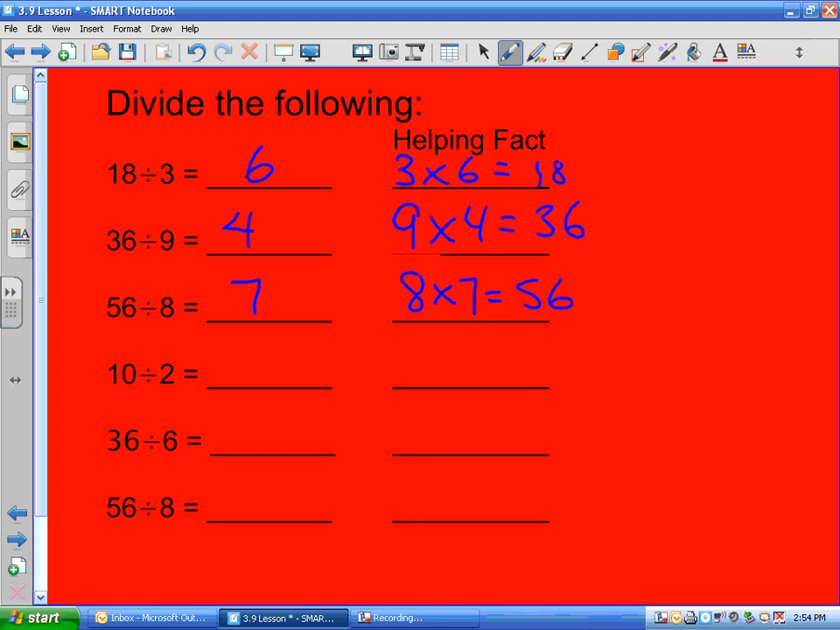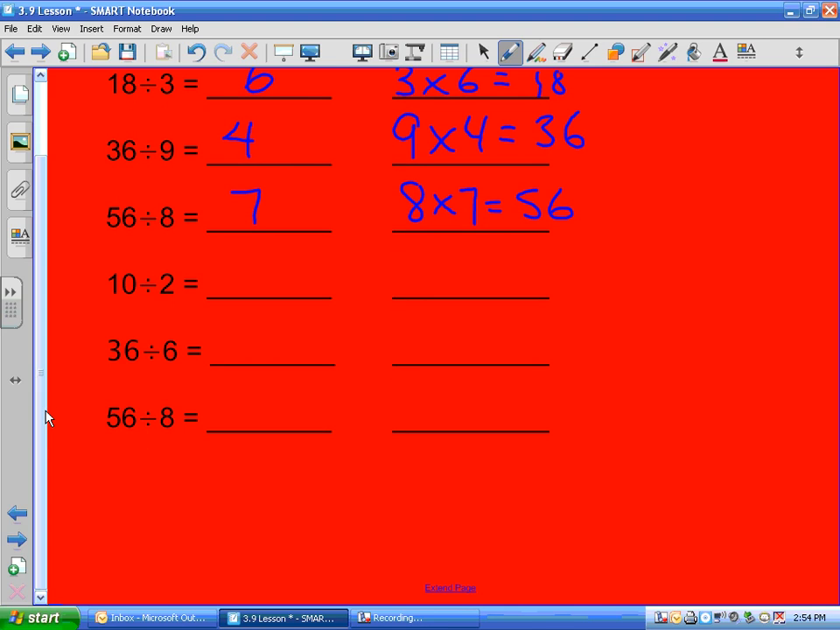All right, 10 divided by 2. And this one goes to Ted. What is the helping fact for this one, Ted? 2 times 5 is 10. Okay, so what is the answer to 10 divided by 2? 5. There we go.